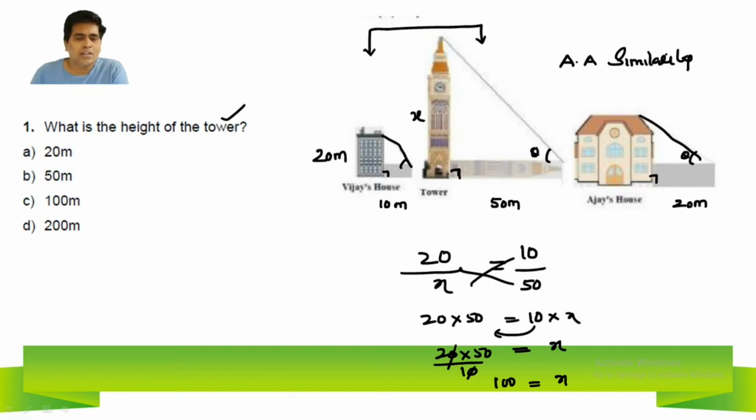So the height of the tower is how much? 100 meters. So this is by AA similarity. Here we are using AA similarity in all the triangles. So in the first question he is talking about Vijay's house with respect to the tower. We found the height of the tower as 100. Let's see question number 2.